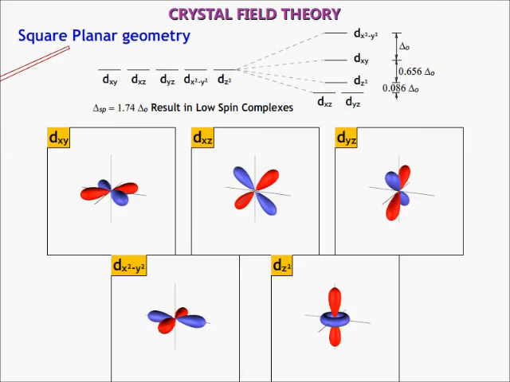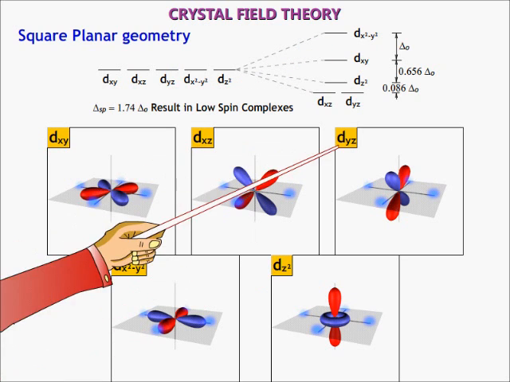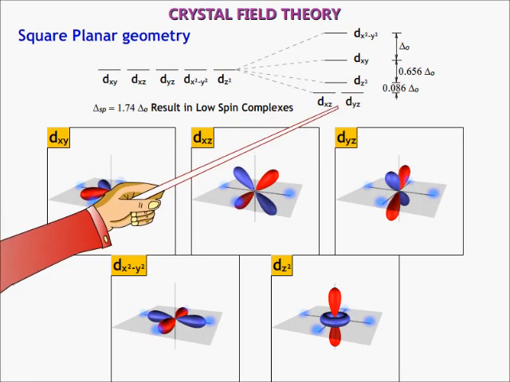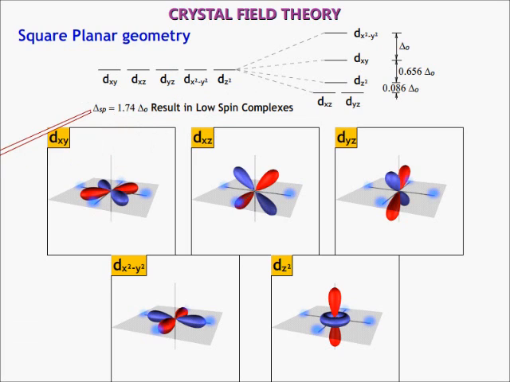Square planar geometry. Here the ligands approach the metal from both ends of the x and y axis in the xy plane. The dx square minus y square and dxy orbitals which lie on the xy plane get energized. The dz square, dxz and dyz orbitals get stabilized. The crystal field splitting energy delta Sp is very high in this case, and square planar complexes are mainly low spin complexes.